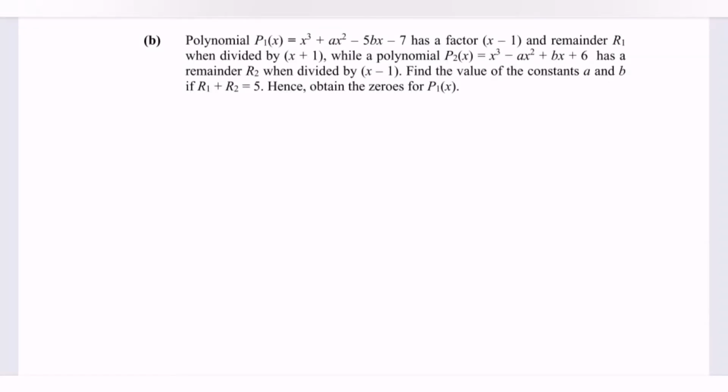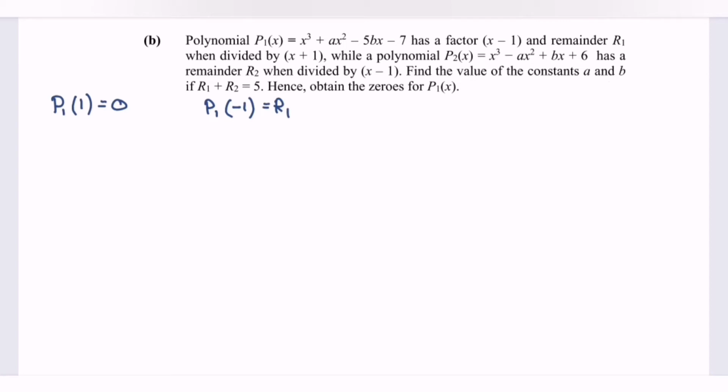For question B, we have the polynomial p sub 1 of x is equal to x cubed plus ax squared minus 5bx minus 7 has a factor x minus 1 and the remainder r1 when divided by x plus 1. So kindly rewrite the situation. So we have p sub 1 bracket. If we substitute x is equal to 1 we will have 0 because it's a factor. Next, we have p sub 1 bracket. We have negative 1 for the value of x and we will have r sub 1.